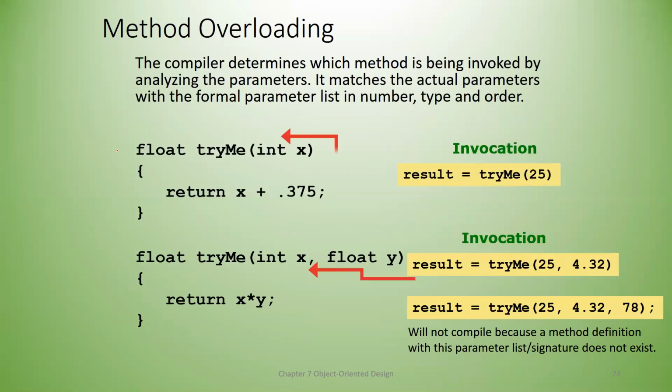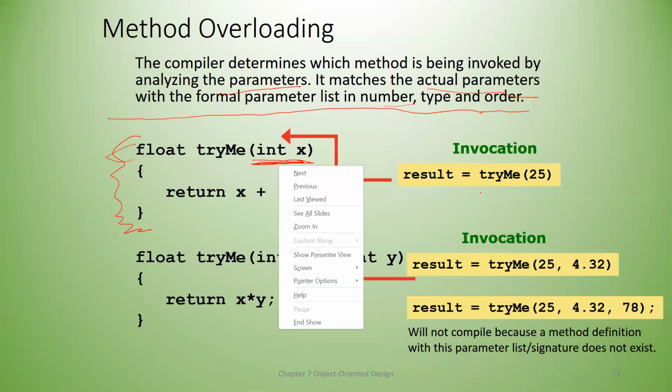So if you look at the example, I cannot see up there because I have this. Method overloading: the compiler determines which method is being invoked by analyzing the parameters. It matches the actual parameters with the formal parameter list in number, type, and order. So look at this. This is the method definition, right? You're defining this method. This is the formal parameter, one formal parameter of int type.